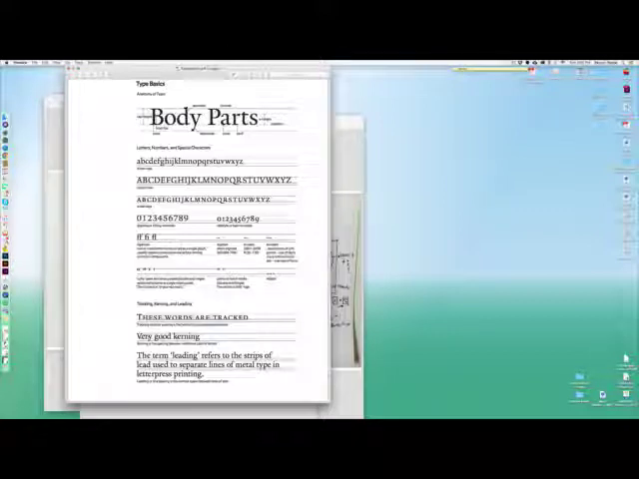Leading is the space in between the lines of type, okay? And the term leading refers to the strips of lead used to separate lines of metal type in letterpress printing. Think about it, what happens if your leading is too tight? The letters will start crashing from one line to the other. And what does that do to the reader, right, when you're reading? And again, the same thing if it's too loose, right? What happens? So usually you're trying to go for comfortable leading that the reader can actually follow the lines and the thought within the sentence.